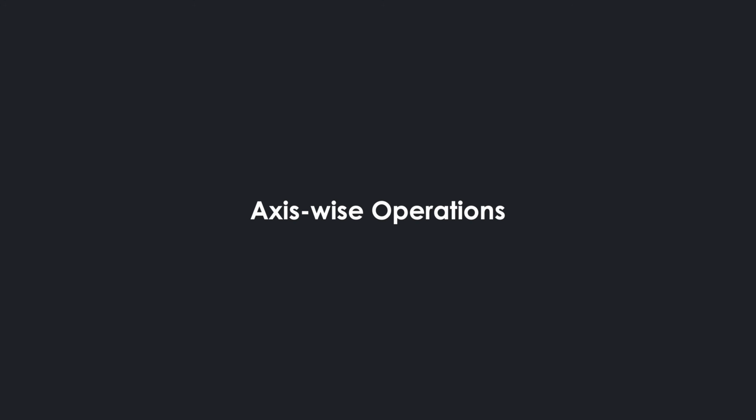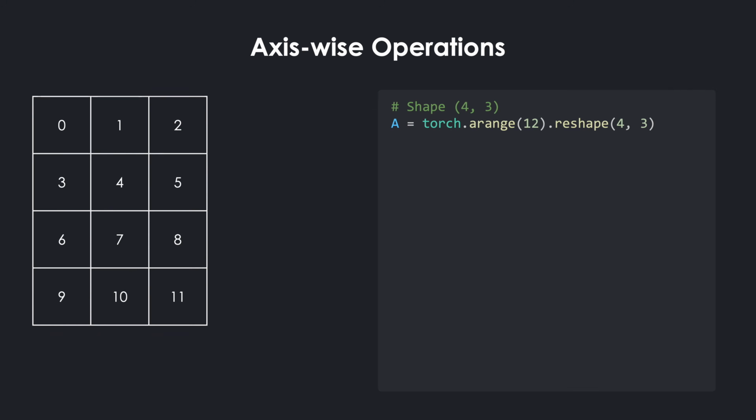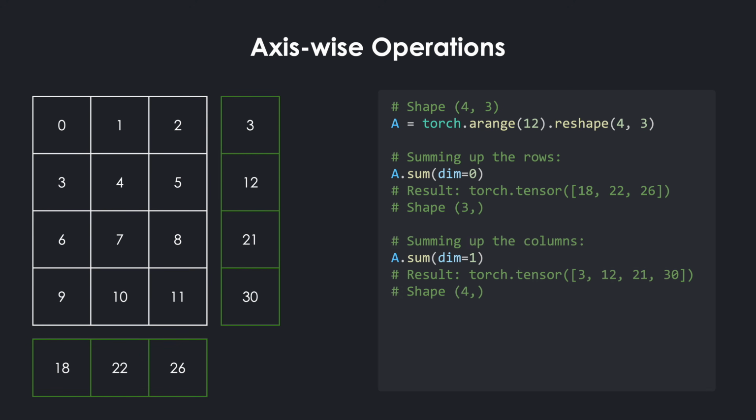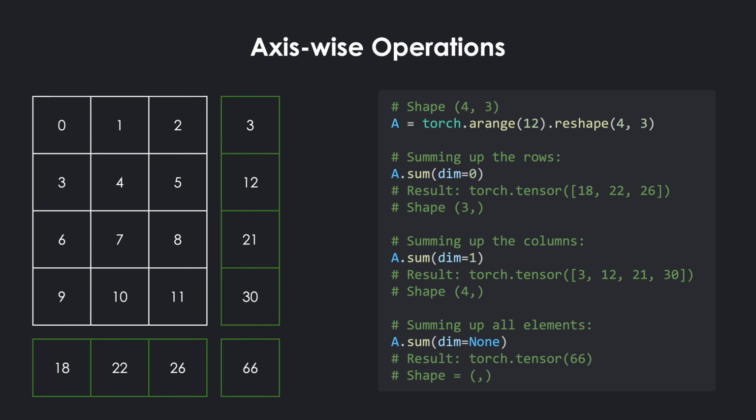Let's say you have a 4x3 matrix and you want to sum up the elements. You have 3 different options: summing up all the rows, resulting in a 3-element tensor, summing up all the columns, resulting in a 4-element tensor, or summing up all elements, resulting in a 1-element tensor. You can specify the behavior by setting the dim argument in the method torch.sum. If set to dim=0, summation will happen along the row dimension. If set to dim=1, summation will happen along the column dimension, and if set to None, all elements will be summed up.